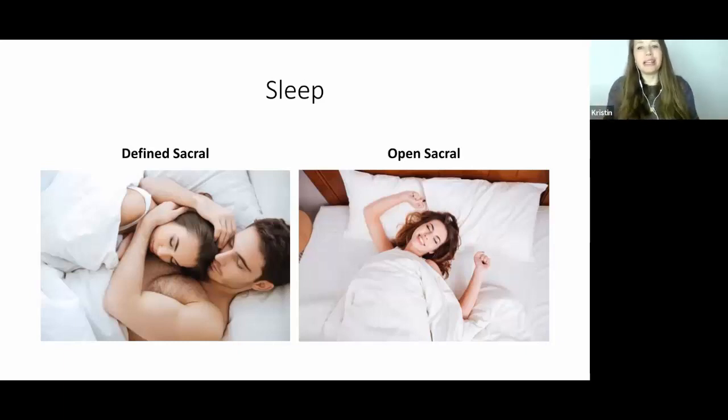So now I don't mean that an open sacral doesn't like physical touch. That's not what I'm saying, or snuggling. Just make time for the open sacral to sleep alone, whether that's a nap or sleeping at night on their own. Allow them to have the bed to themselves, the room to themselves for a little bit, so that way they can get quality sleep.